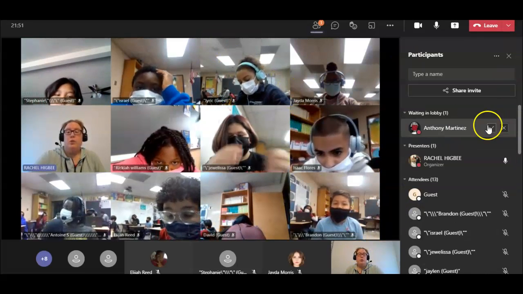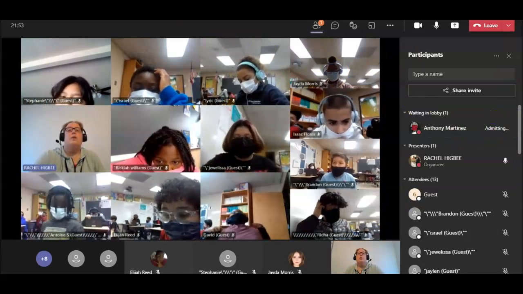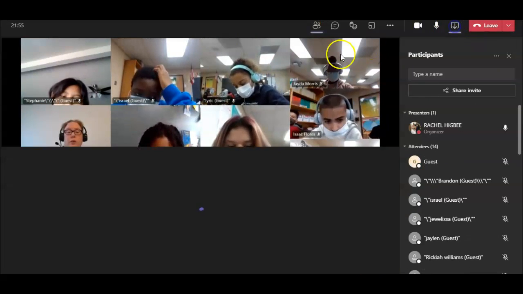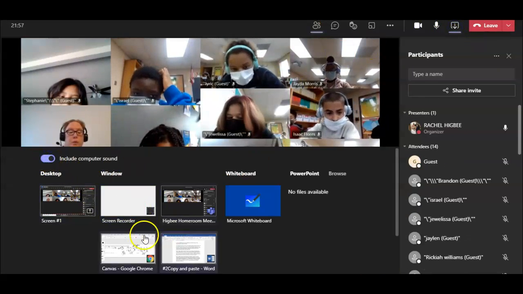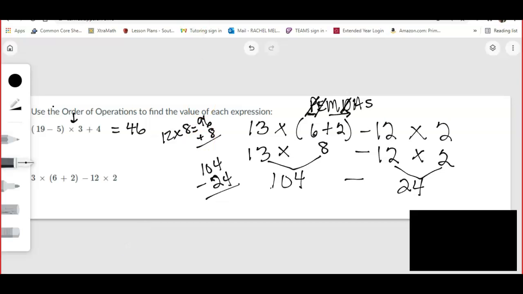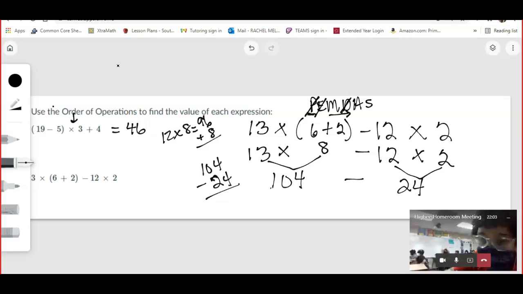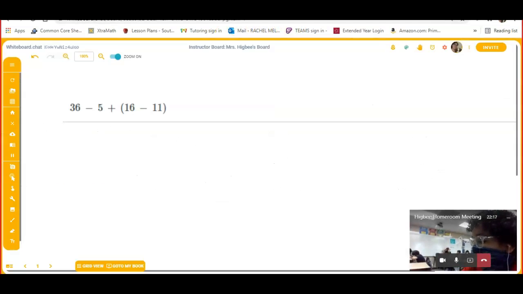Okay, so we were working on this problem. So what is 104 minus 24, everybody? 80. Very good. So this answer is 80. Are there any questions on that one? No? Okay. All right.